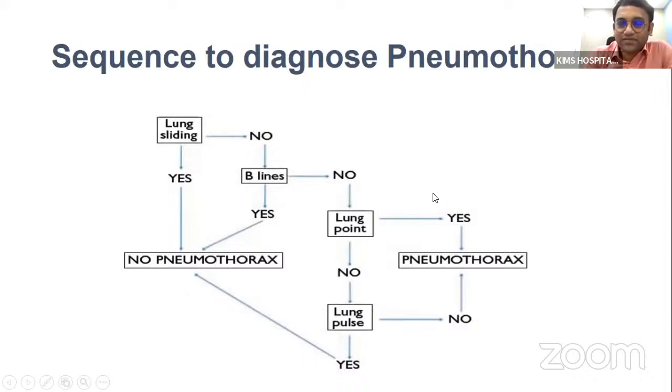So usually for screening, we screen the babies by looking for the presence of lung sliding, the presence of the B lines, and the lung point. If the lung sliding is not there, then there is a chance of a pneumothorax. And then we look for the B lines, lung point, and the lung pulse. If everything is abnormal, then the chance of a pneumothorax is more, and we can even attempt needling without waiting for a chest X-ray.